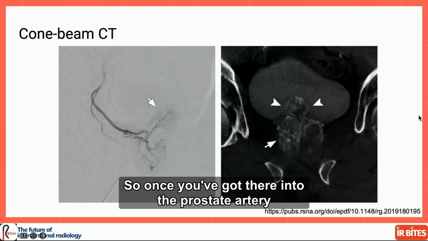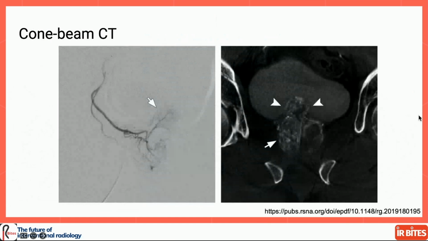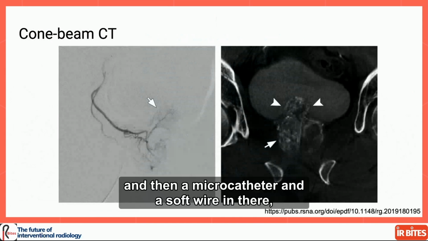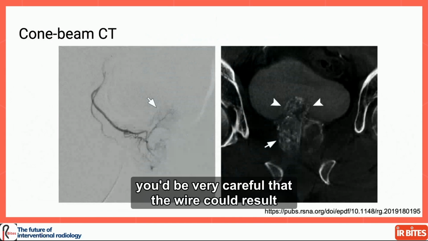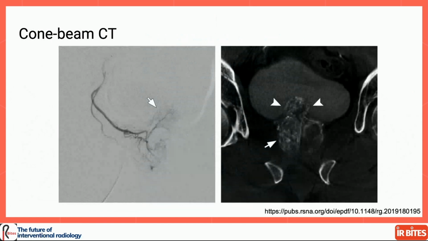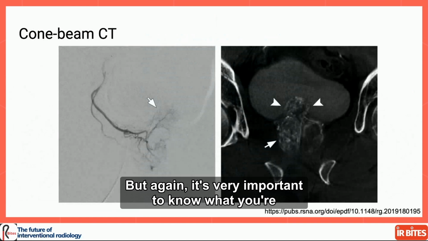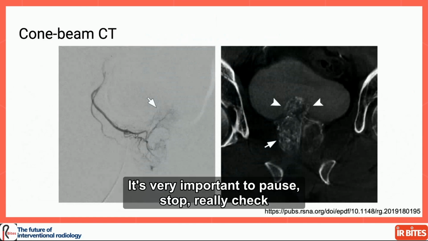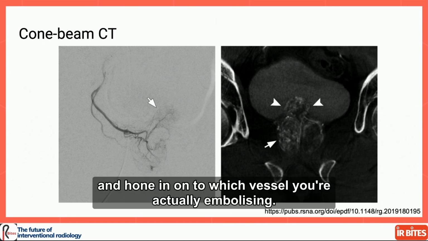So once you've got into the prostate artery using a parent catheter or mother catheter, and then a microcatheter and a soft wire in there, be very careful, as the wire could result in the vessel going into spasm. But again, it's very important to know what you're embolizing prior to administering embolic agents. It's very important to pause, stop, really check and hone in on which vessel you're actually embolizing.